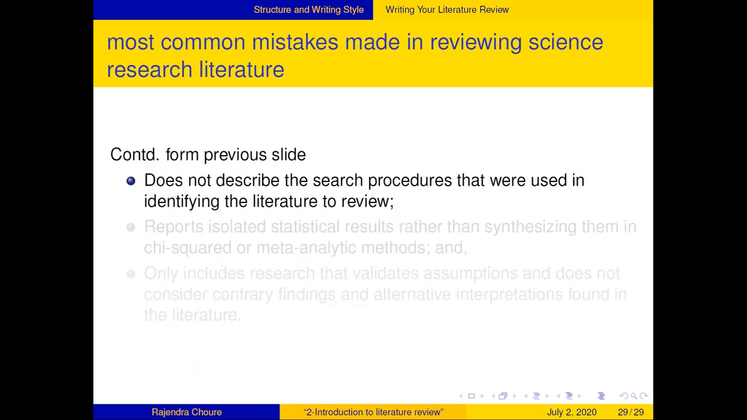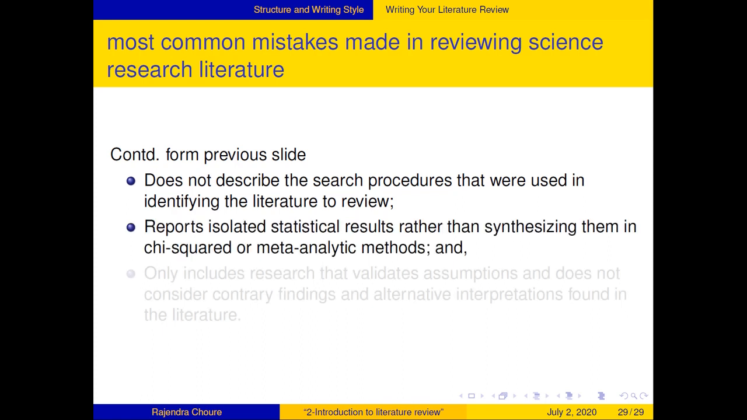Then, if you do not describe the search procedures used to search the literature for the review, that's a problem. You have to describe from which sources you got the material and what search procedures you used to identify the literature you use in the review. Then, you report isolated statistical results rather than synthesizing them with chi-squared or meta-analytic methods. That's very essential. If you just add descriptions that this mean is there, average is there, standard deviation is there, that's the mistake.